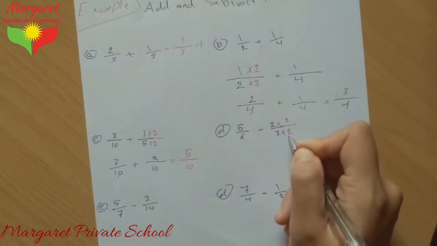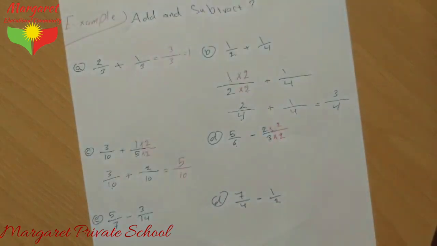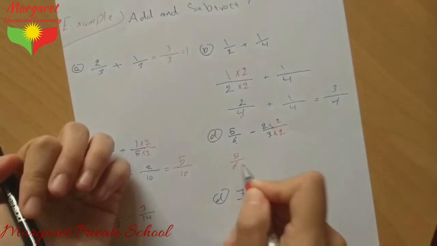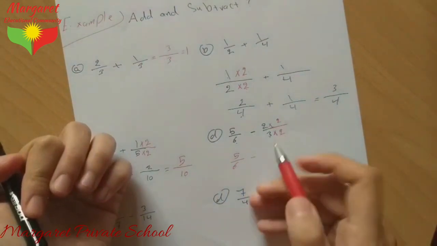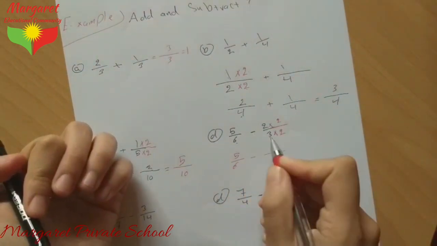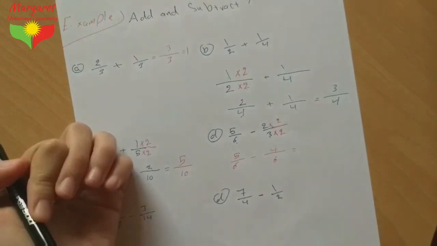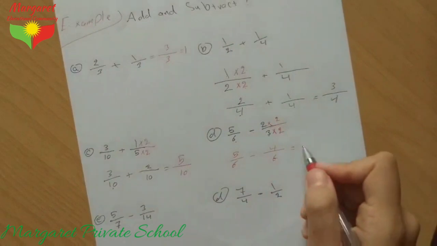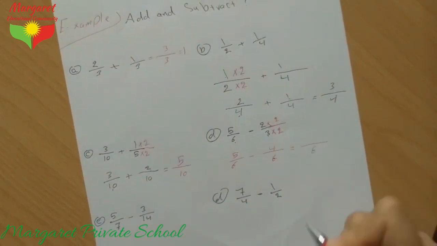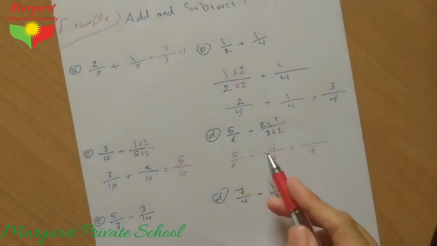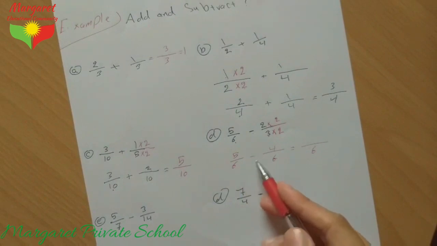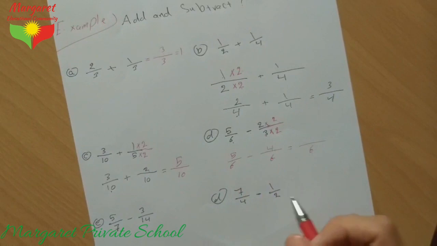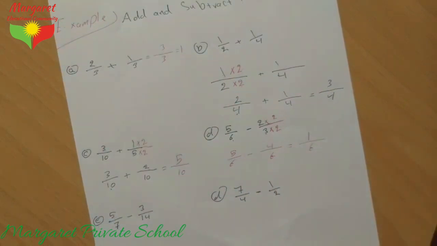Why? Because the denominator is multiplied by 2. 5 out of 6 minus 2 times 2 is 4, 3 times 2 is 6. Now, from here, we have the same denominator. So you must write the same denominator. 5 minus 4, because we have the operation subtraction. 5 minus 4 is 1. 1 out of 6.